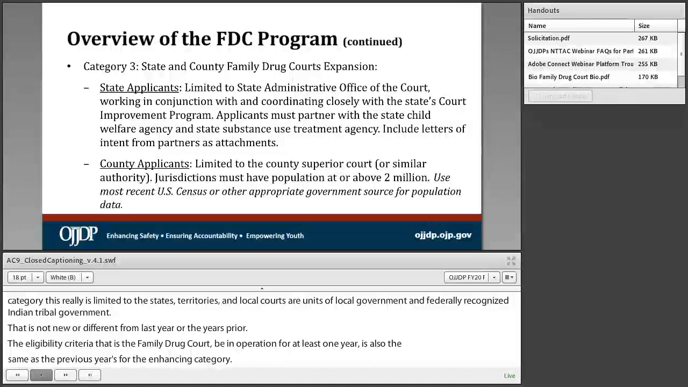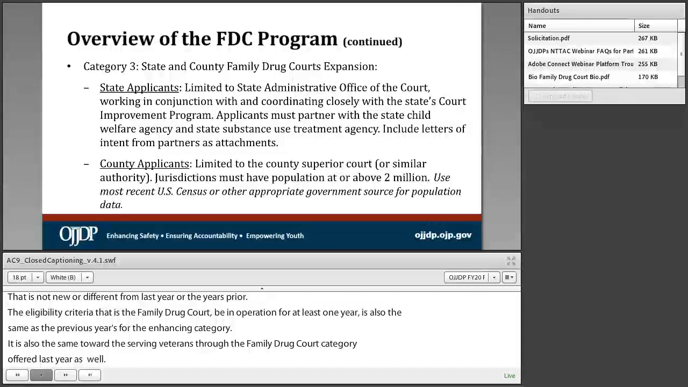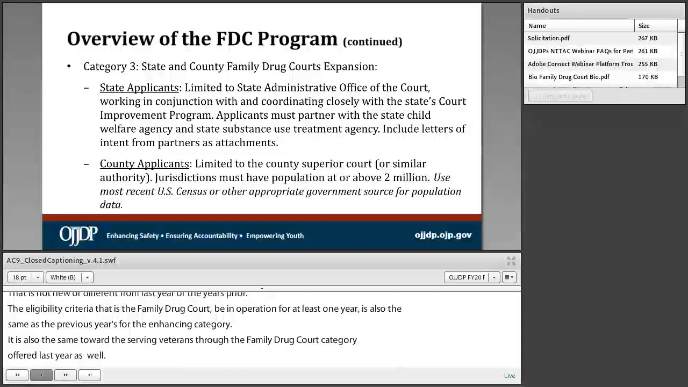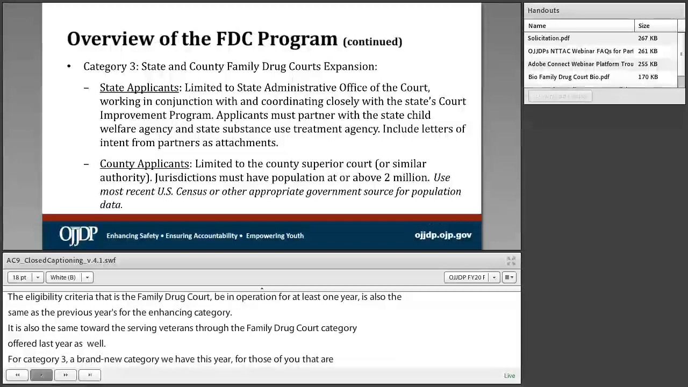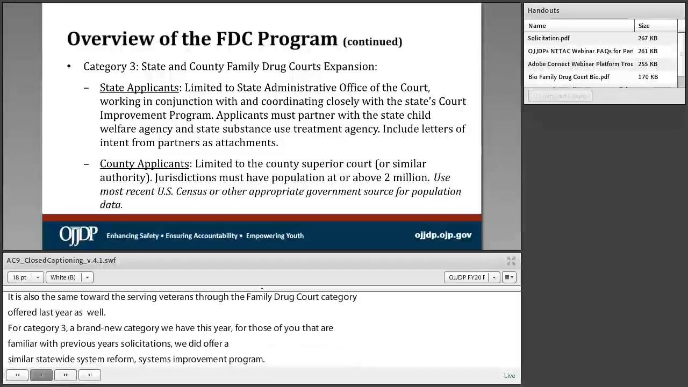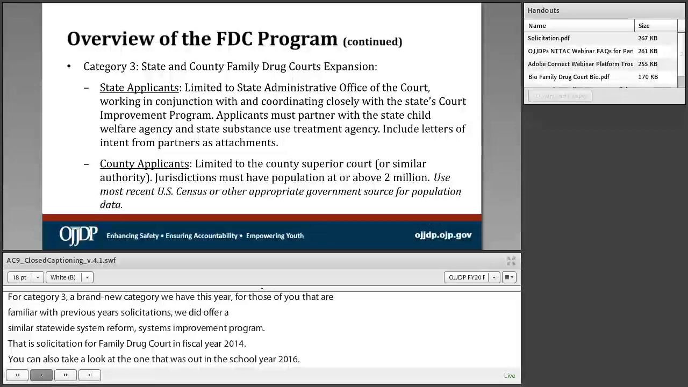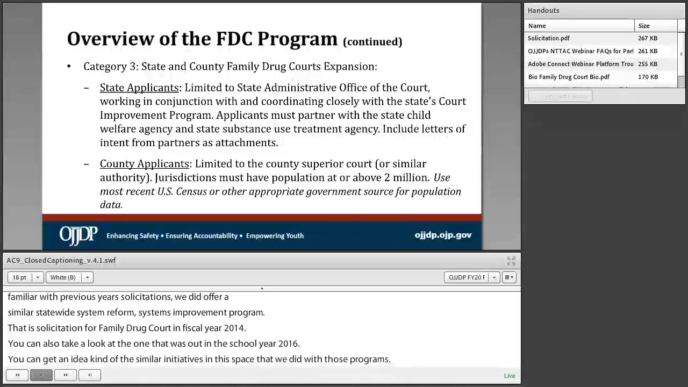For category 3, this brand new category that we have this year, for those of you who are familiar with previous years' solicitations, we did offer a similar statewide systems reform, systems improvement program solicitation for family drug courts in fiscal year 2014. You can also take a look at the one that was out in fiscal year 2016 and get an idea of some similar initiatives in this space that we did with those programs. But I will go through the eligibility, which is also similar from those previous solicitations and years.